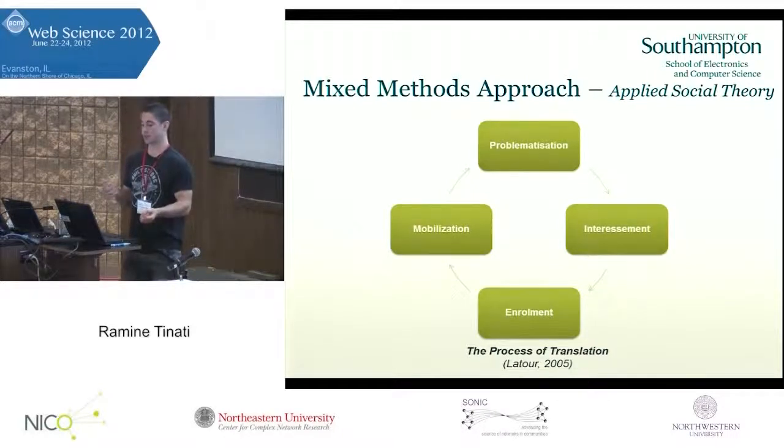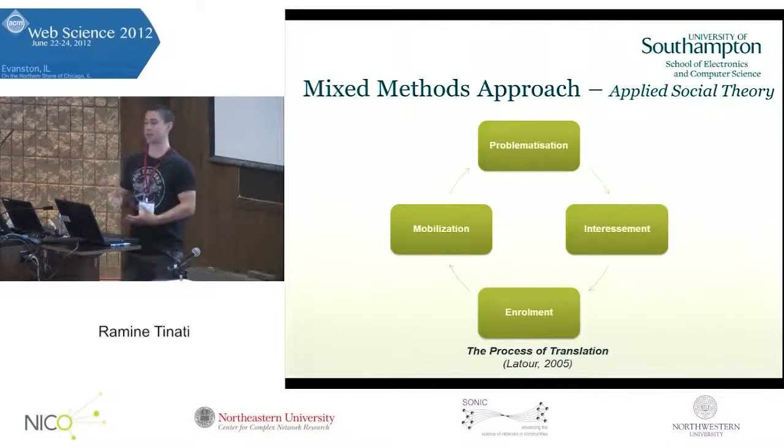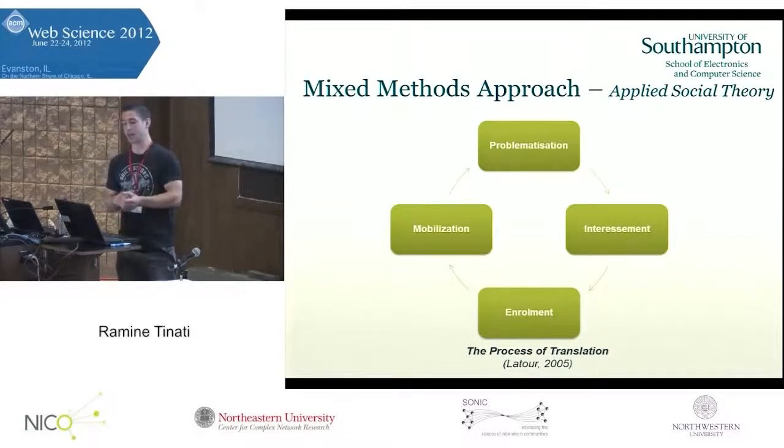And one of the theories that I've been working with, or a concept from actor network theory, is the process of translation. This is very similar to the ideas we have in computer science of how software is developed, for instance. So you can do an analogy with that.